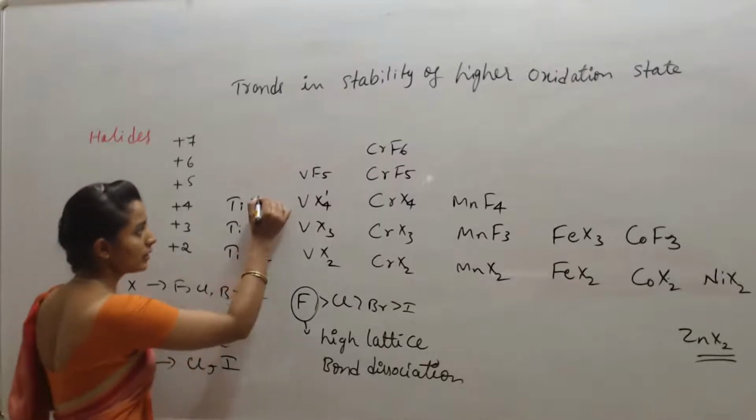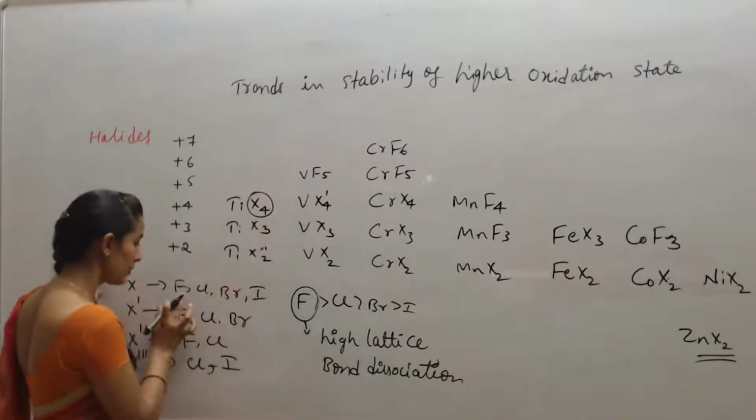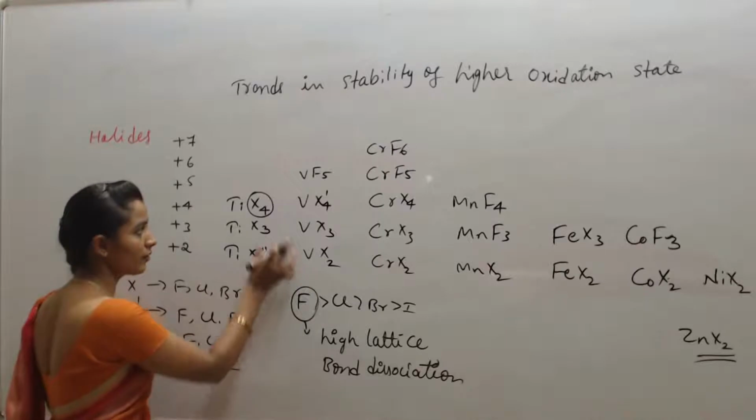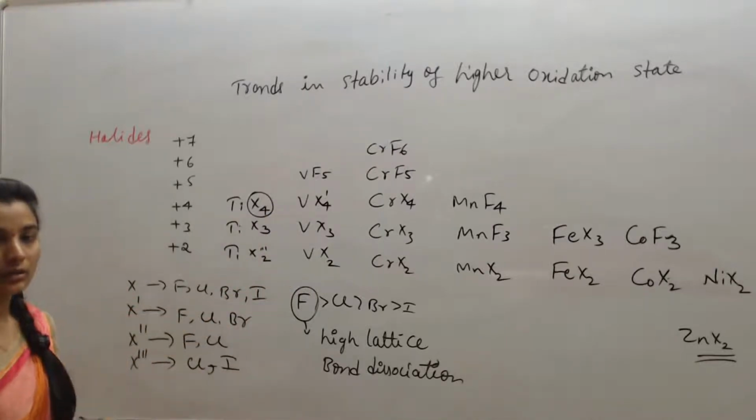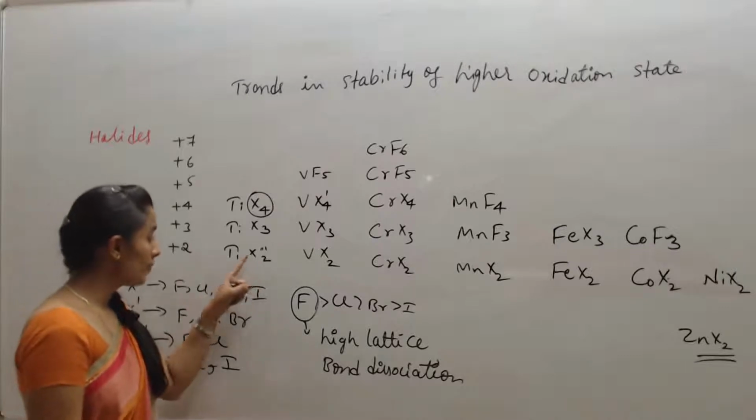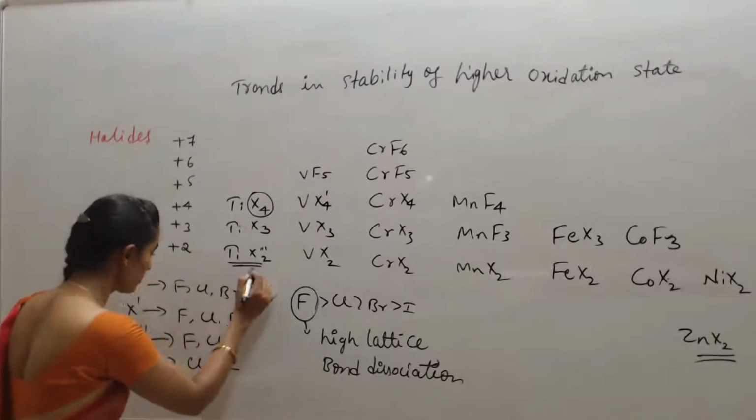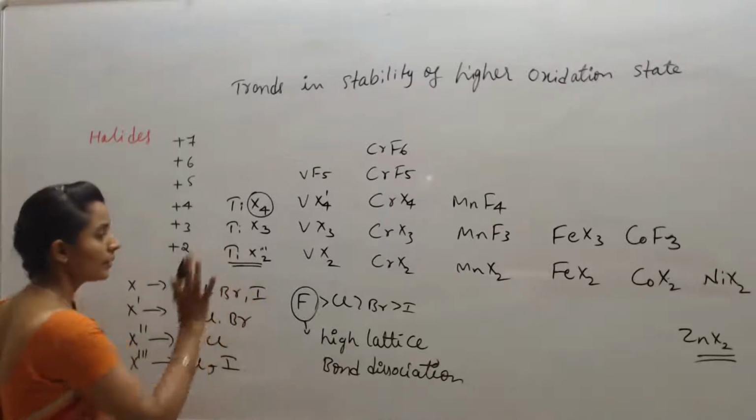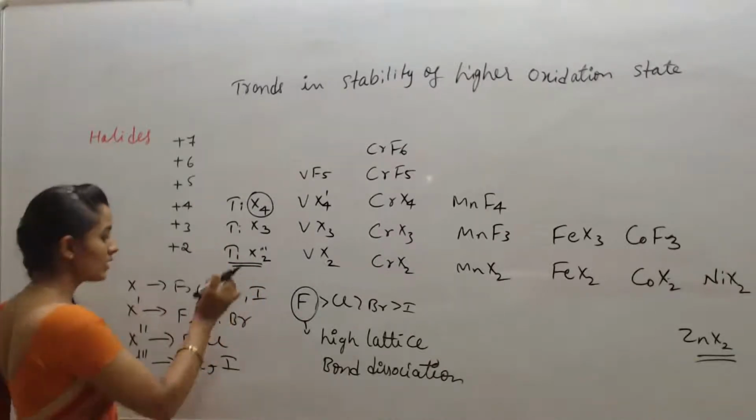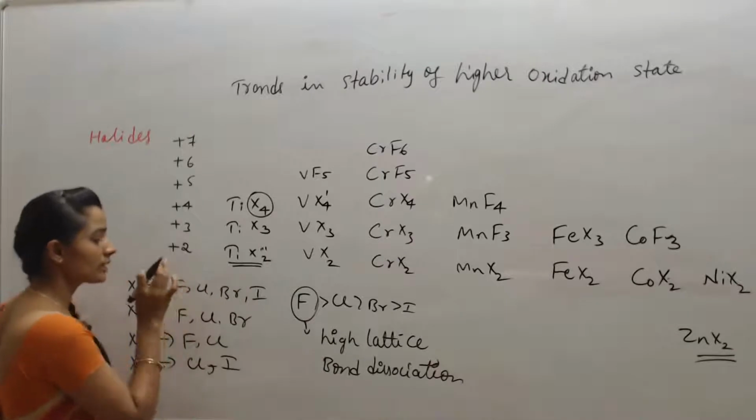So listen, here X4 means it's from fluorine, chlorine, bromine, iodine. In that order, fluorine stabilizes the higher oxidation state very much compared to the other halides. So here also, titanium TiX3 is there. X3 means chlorine and iodine are possible. Remaining are not possible. Why? Because fluorine has a smaller size.